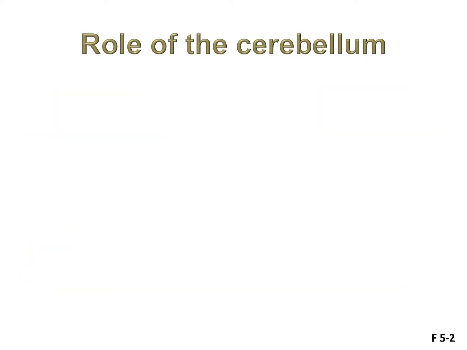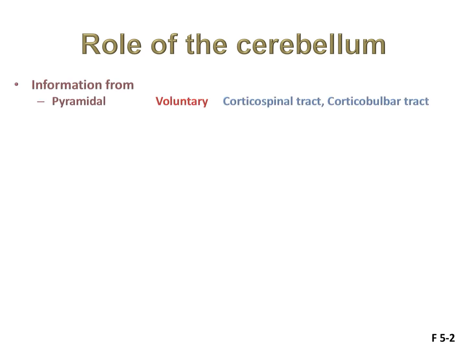Basically, the cerebellum receives instruction from both the pyramidal and extrapyramidal system. I hope you remember that the pyramidal system is made of two nervous tracts. One that sends motor instruction to the limbs and torso of the body. This is the corticospinal tract. And the other that sends instructions to the head, face, and neck through the corticobulbar tract.